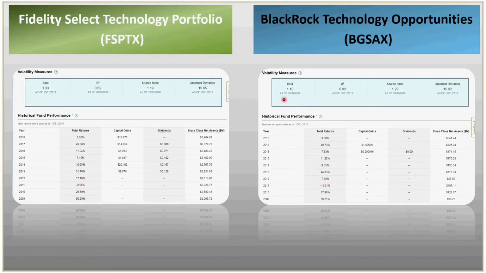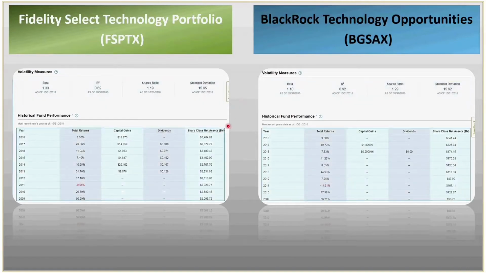So depending on what you're looking for, if you have a beta greater than 1, that means it's going to be more volatile than the market. And then if you have something less than 1, it's going to be less volatile, so you won't have quite the same movements. And then for historical fund performance, you can go through and look at what was the total returns and then also dividend payouts. And this is something that I'll look at, but I usually don't make any decisions based off of historical performance.